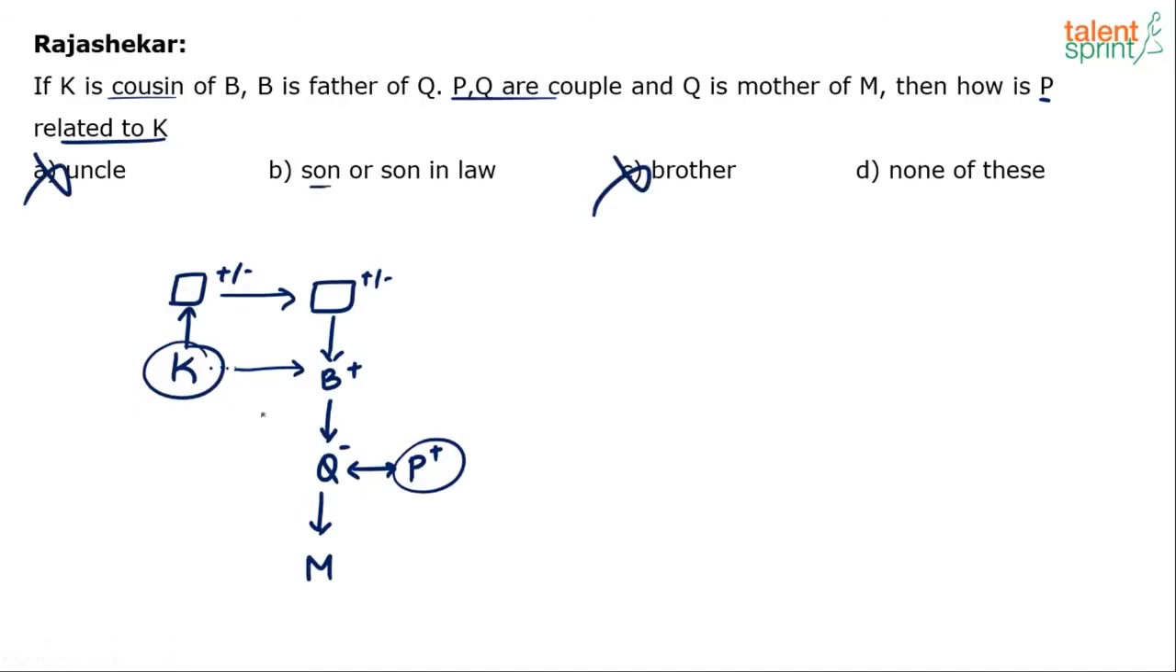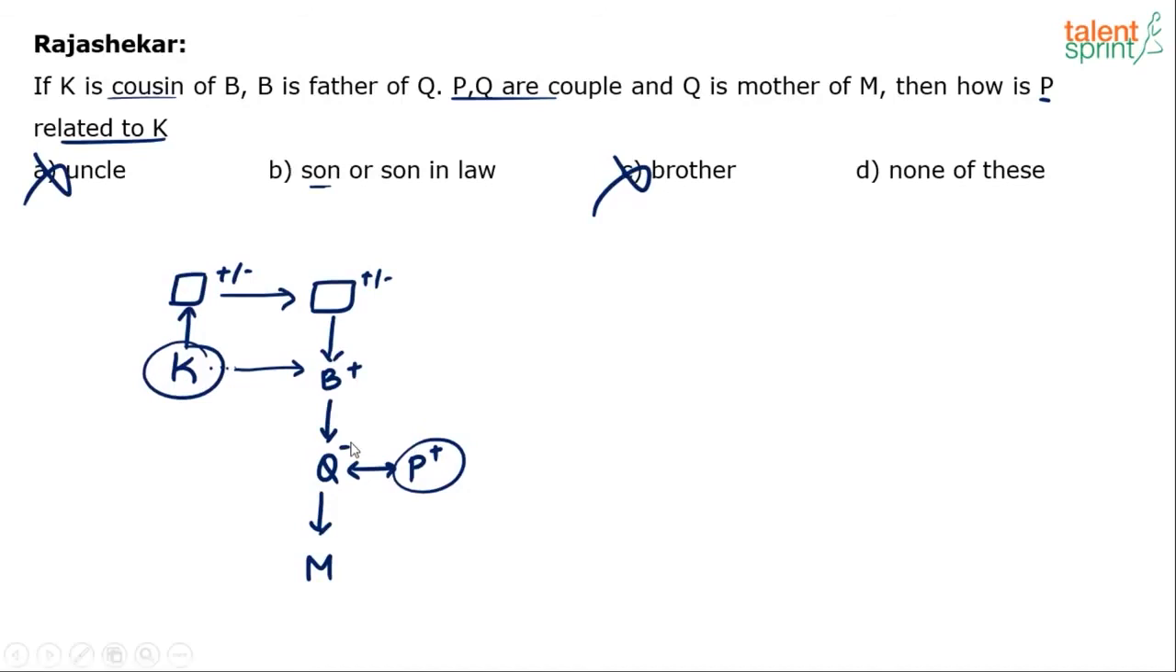Is P the son of K? No, not at all. Could be the son of K? That's possible. I mean, maybe P comes this side and K is the son of P, but that's not definite. And son-in-law is also not definite because P is the son-in-law for B and B's wife. Yeah, in one way, P is also the son-in-law of K. I mean, your cousin's son-in-law is like your son-in-law, but is that the definite relationship? No. He's saying, how is P related to K?